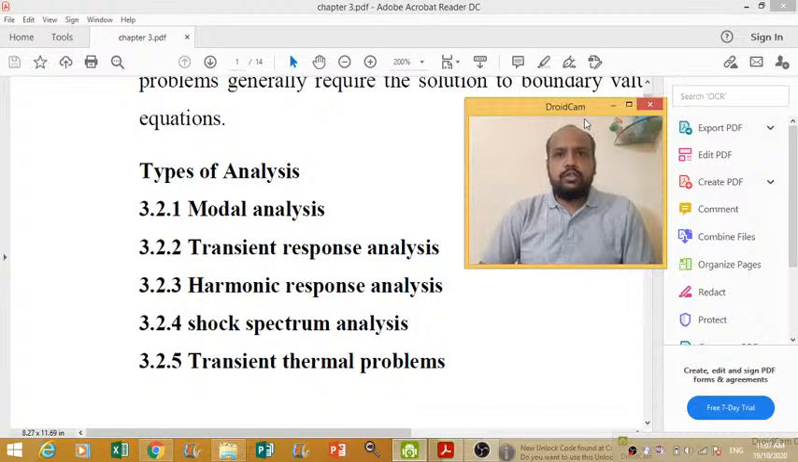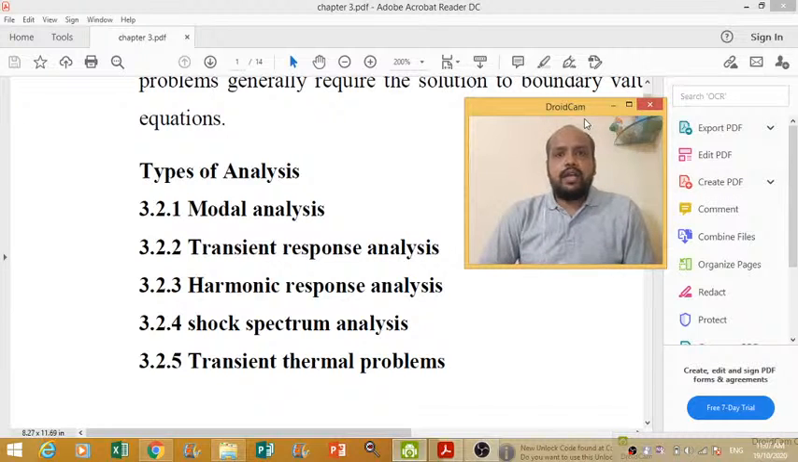So this is the first lecture on types of analysis in FEM. Actually, this part is very important whenever you use the ANSYS software for many types of analysis. So why should we understand the types of analysis in FEM?